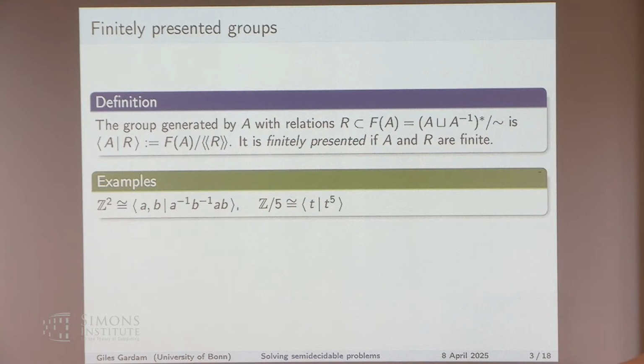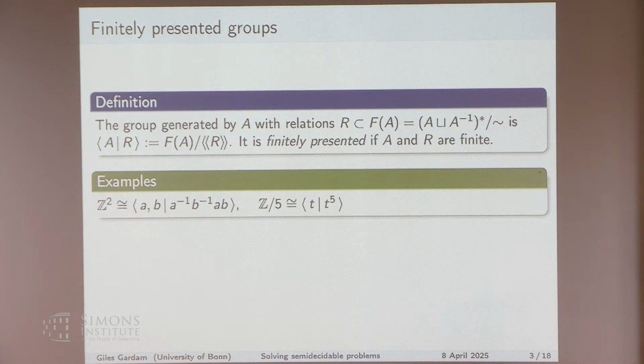We can just think I've got these generators from the set A, and everything that's in the set R is trivial, and then that's just like the biggest group with those generators and those relations. So we call it a finite presentation if both those sets are finite.